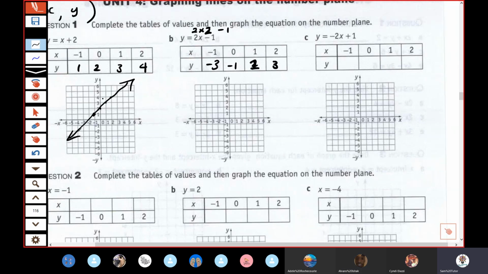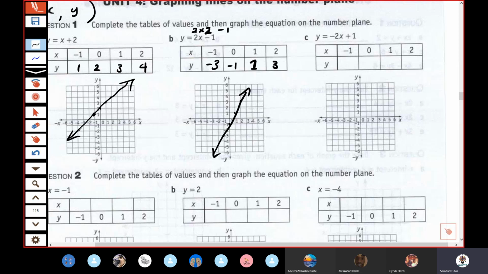Do I need to write them out again, or can you just see them? X equals -1, y equals -3. Good. X equals 0, y equals -1. Good. X equals 1, y equals 1. I keep going for 2, I don't know why. And then x equals 2, y equals 3. And that looks like a nice straight line to me. There you go.